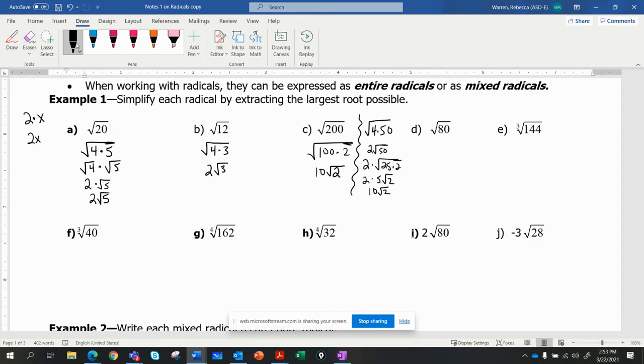I don't care which method you do. If you gave me this on an assessment, you would get full marks because you showed your work, you showed me that you got the right answer. It's just that obviously this is faster, right? So both are equally correct. There is no one that is really better than the other. They both get you that answer of 10 radical 2.